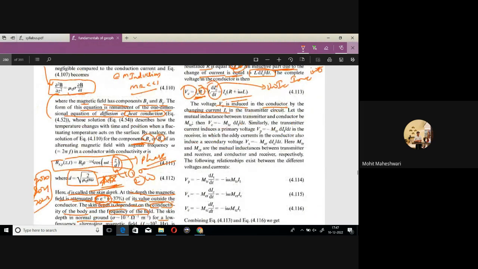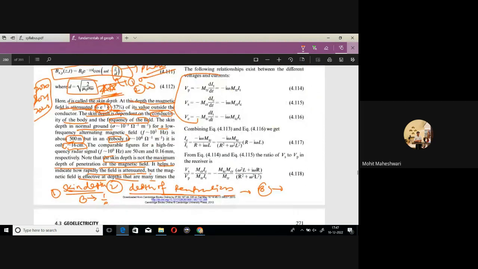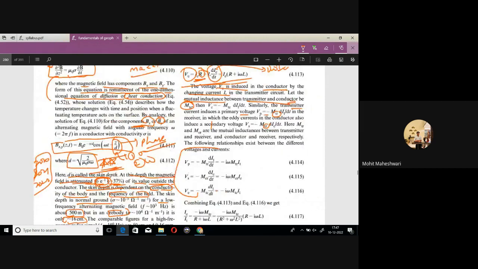So these are given there: the mutual induction between the transmitter and the conductor will be MTC. Similarly, the transmitter current induces a primary voltage VP, there is a mutual induction between the transmitter and the receiver also, and there is a mutual inductance between the receiver and the conductor also. Okay, so we will use these equations, and the final result we get is written there in the next page.